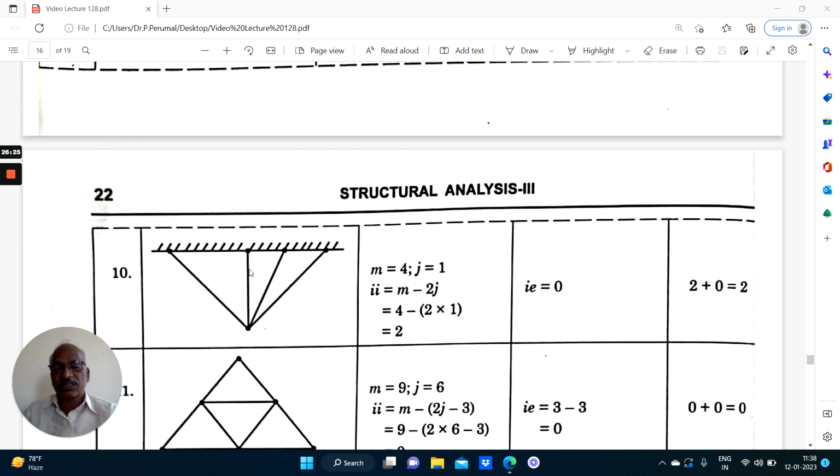With 2 members, m equal to 2 minus 2j equal to 0. So with 2 members, the truss will be stable. When the joint is rigid, 2 members are required for the stability of the truss. The third member is extra, the fourth member is extra, and the fifth member is also extra. With 2 members and a pin joint on a rigid base, the truss will be stable, capable of taking loads. Right, that we have to note.